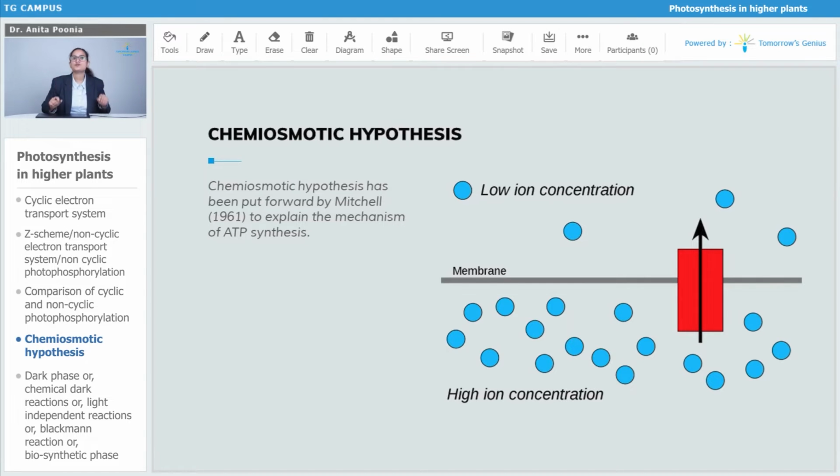So the chemiosmotic hypothesis has been put forward by Mitchell in 1961 to explain the mechanism of ATP synthesis. This is a very simple diffusion that you see here. There is a high concentration of ions and a low concentration of ions, and simple diffusion is taking place.